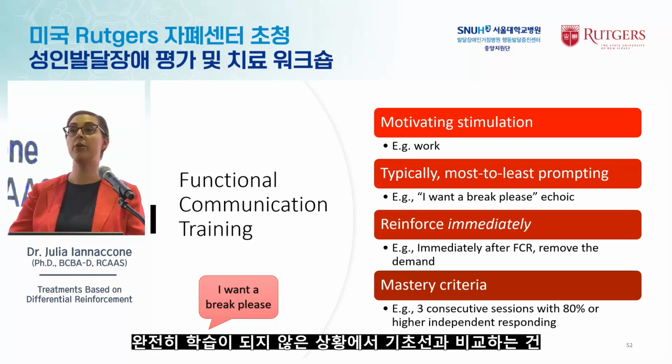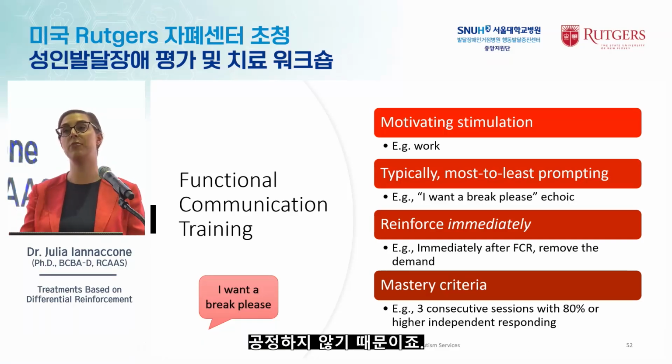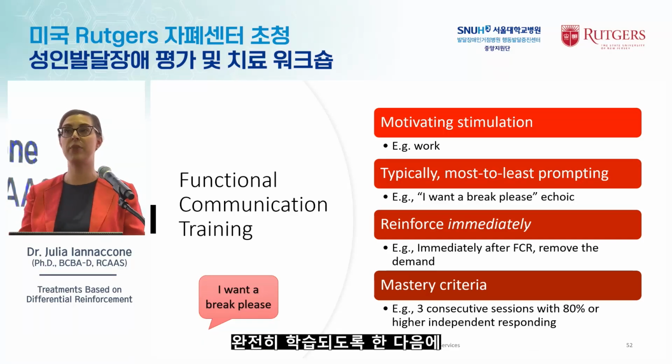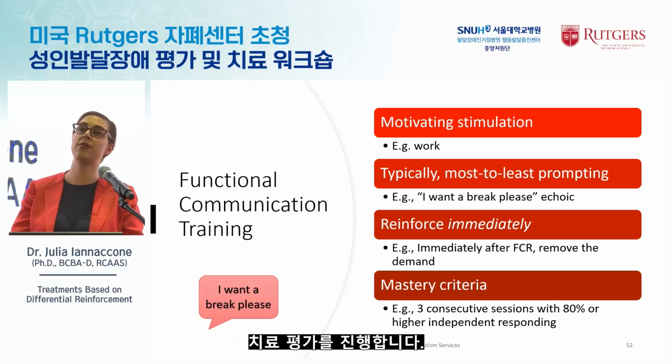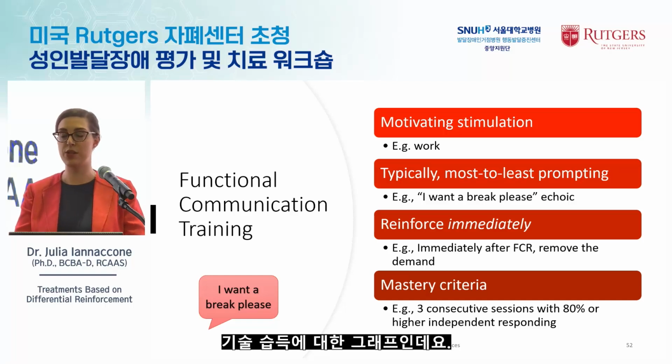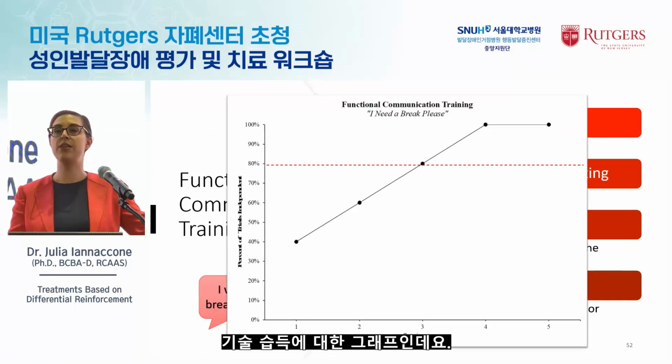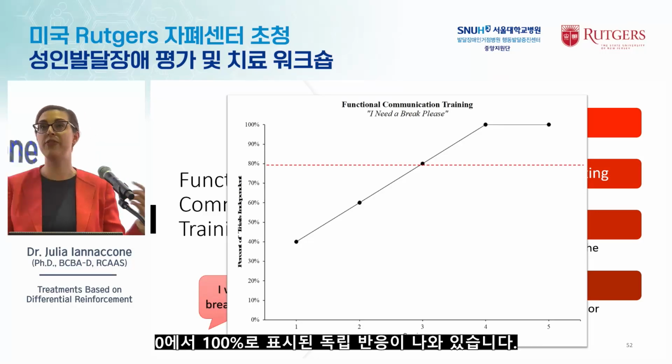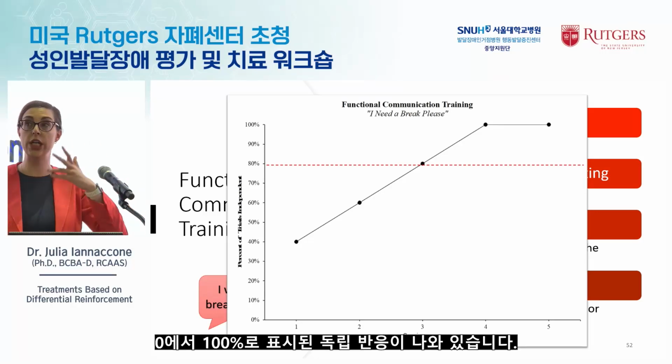At that point, we're going to put it in our treatment evaluation and compare it to baseline. Because it's not a really fair comparison to baseline if he doesn't know how to engage in the response. So we need to make sure that the response is in his repertoire before we can then put it in our treatment evaluation. So let's say that we did all of our communication training. This is a graph of his skill acquisition, learning the response.